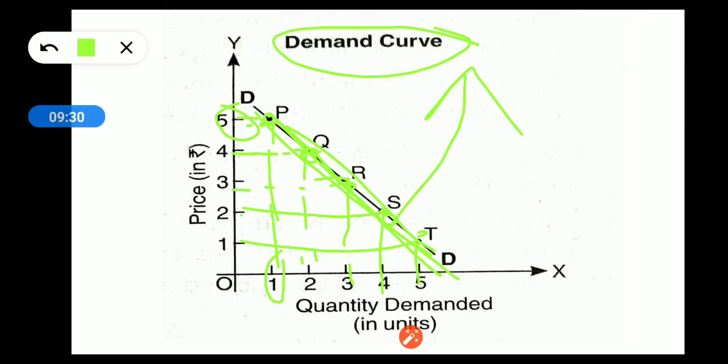Y-axis shows the price, that is price of the goods, and x-axis shows the quantity demanded of the goods. So with the help of demand curve, we can see the various levels of quantity demanded at different prices. So this is all about the demand function, demand schedule, and demand curve. These three things we have discussed today. So this is all about today's class.